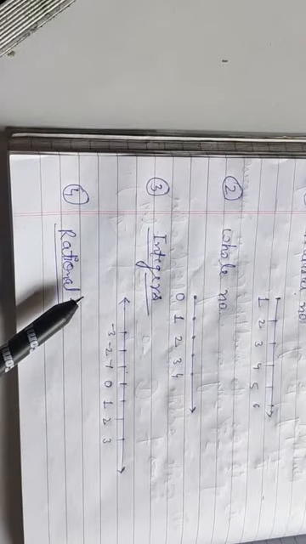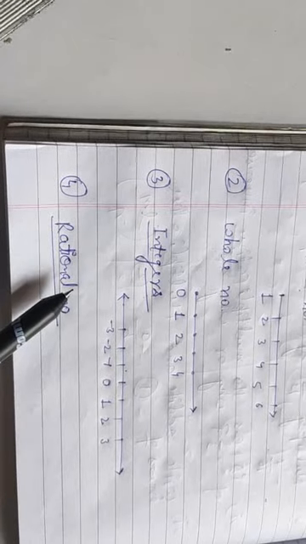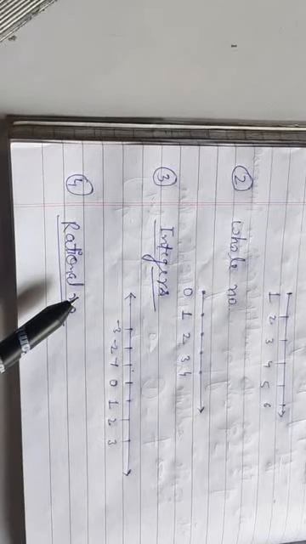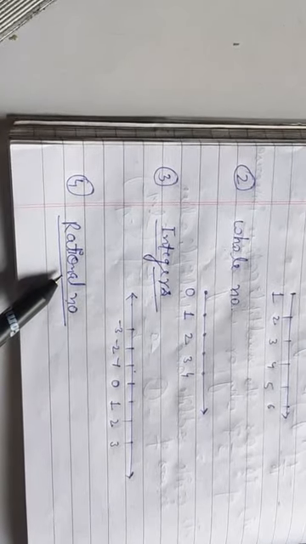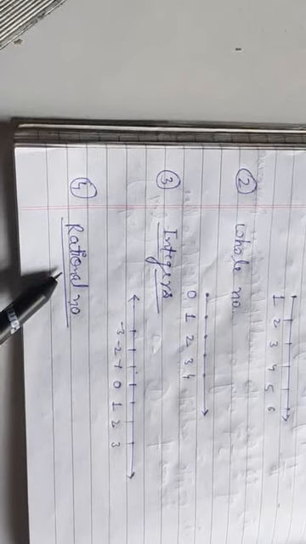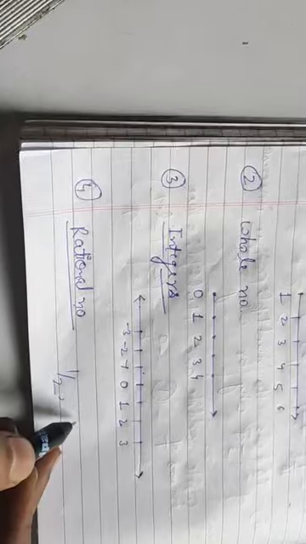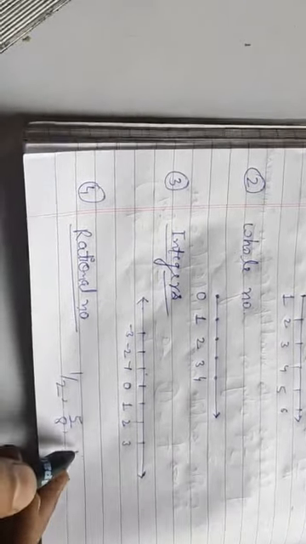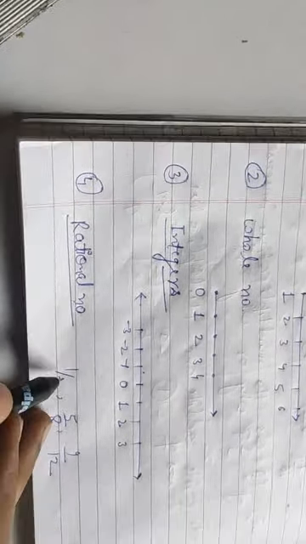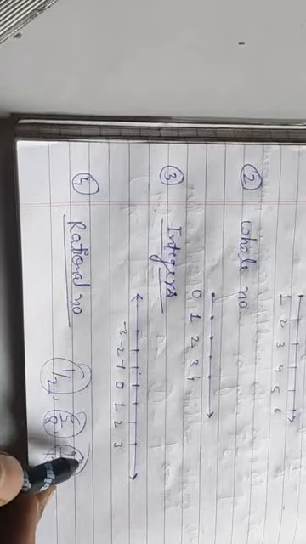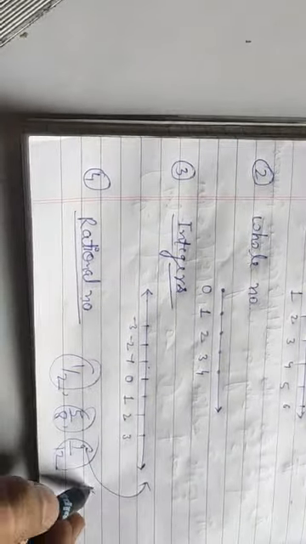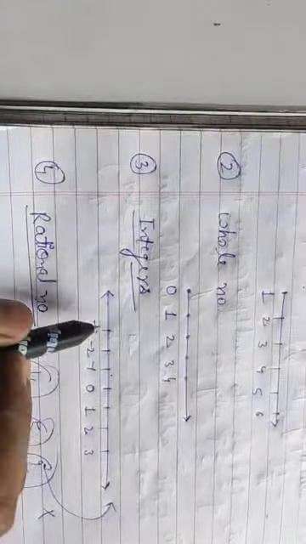Is every rational number an integer? The answer is no. Why? Because rational numbers are in the form of p upon q, where both p and q are integers and q is not equal to 0. So the numbers which are in the form of 1 by 2, 1 by 3, 1 by 5, 5 by 8, 8 by 6, 9 by 12, all are rationals but are not integers. So the converse is not true.